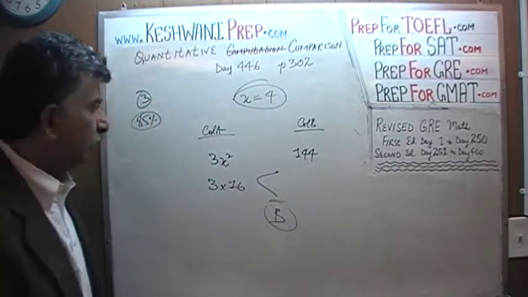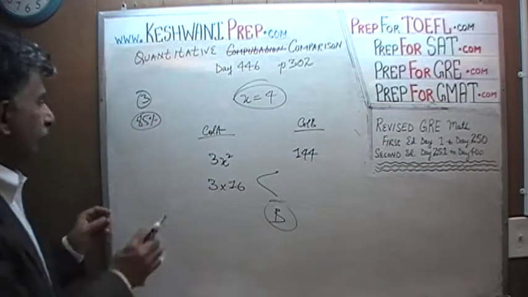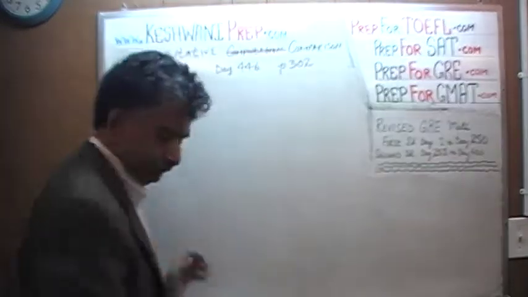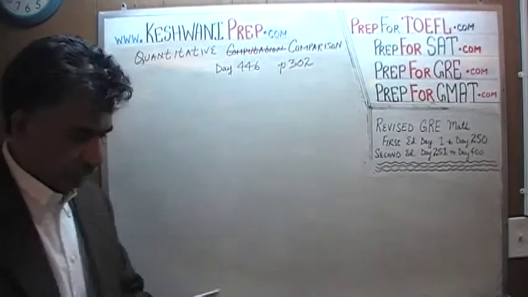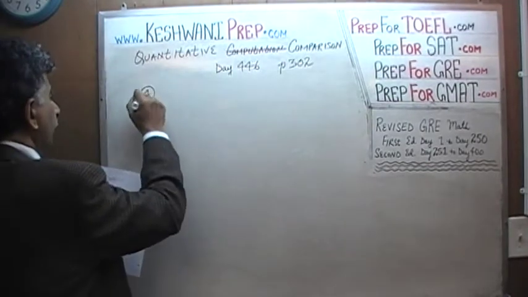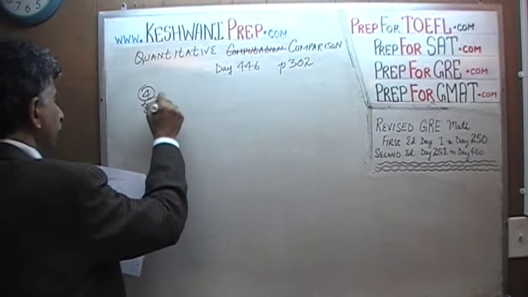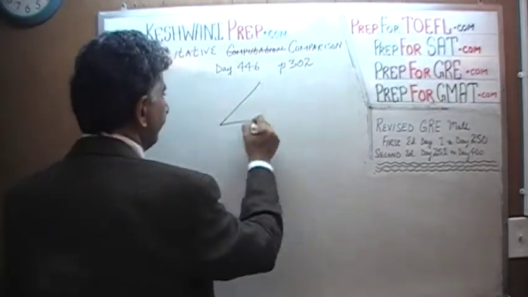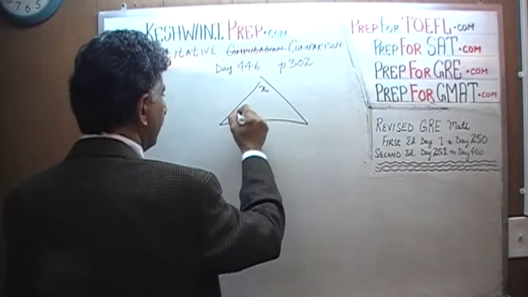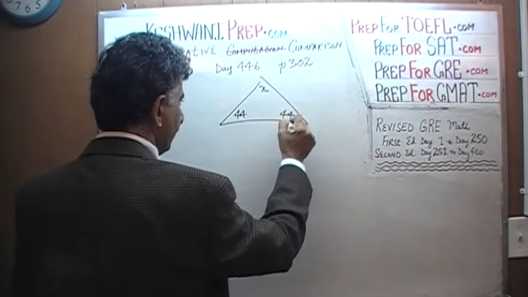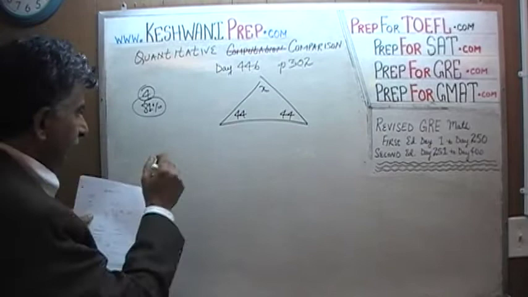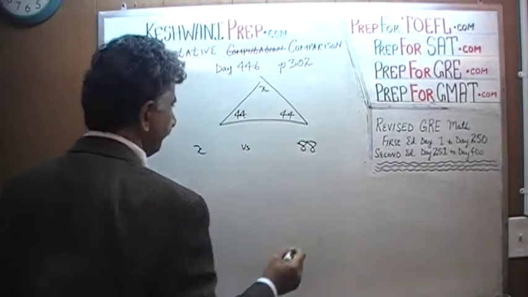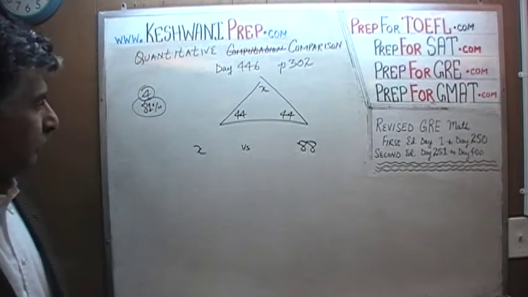Question number four. Percentile is 81%. About 4/5 of the people had no trouble with it. We're given a triangle here. We are told that this is x degrees, this is 44 degrees, and this is 44 degrees. And we're being asked to compare x versus 88.